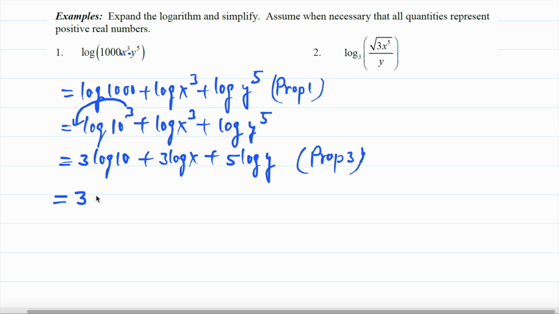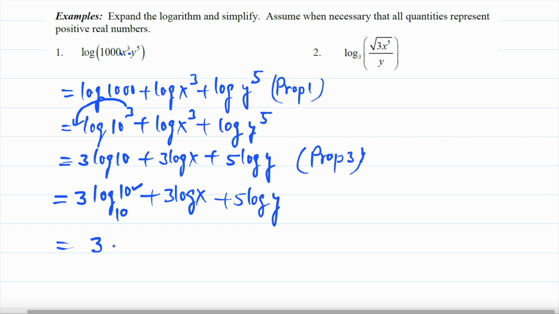We have 3. When you have only log 10, that means you have log 10 base 10, and the rest of the expression I'm going to write as it is. And we all know that log 10 base 10 is 1. So your final answer is 3 plus 3 log x plus 5 log y. And this is your answer to the first problem.